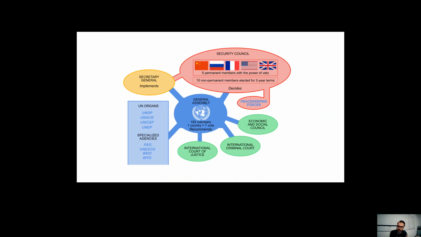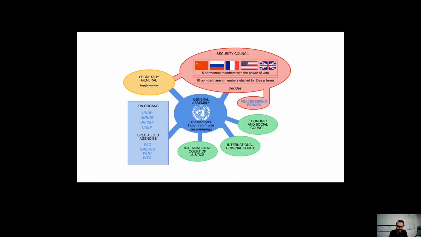And then we have the Security Council with those 5 permanent members: China, Russia, France, the US, and the UK, along with 10 non-permanent members, which all serve 2-year terms and represent the various unrepresented continents there, most primarily Southeast Asia, South America, and Africa. So that is kind of what we're looking at.